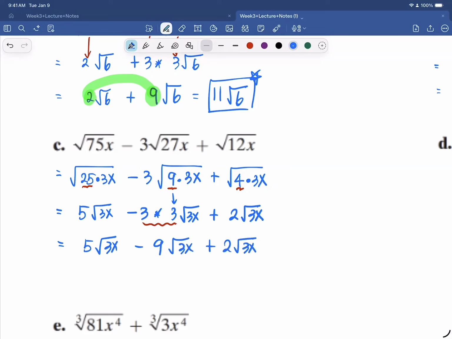So we have the same index with 3x, radicand 3x, right? So now we have to do just 5 minus 9 plus 2. So 5 minus 9 is negative 4. Negative 4 plus 2 is negative 2. So the answer is negative 2 square root of 3x, that is the final answer. Okay.